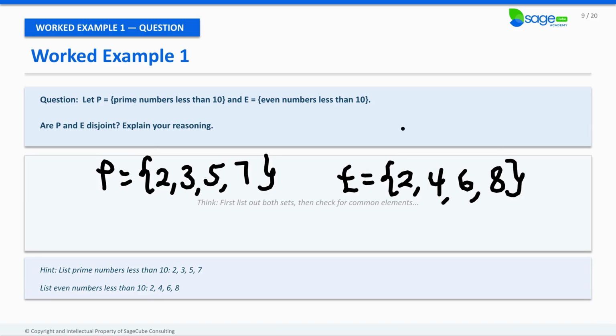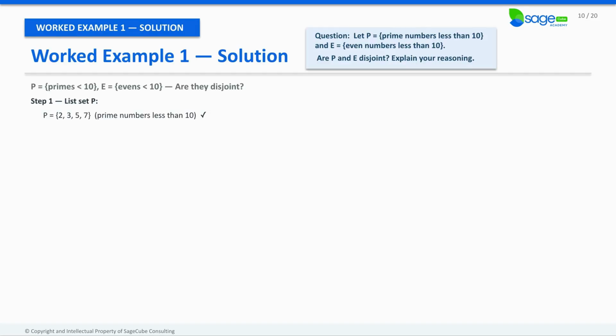So we are going to check for common elements. 2, 2, pass. 3, none. 5 and 7, none. So they have 2 what? In common, right? So 2 is in what? E. And because of that, P and E are not disjoint. Okay.